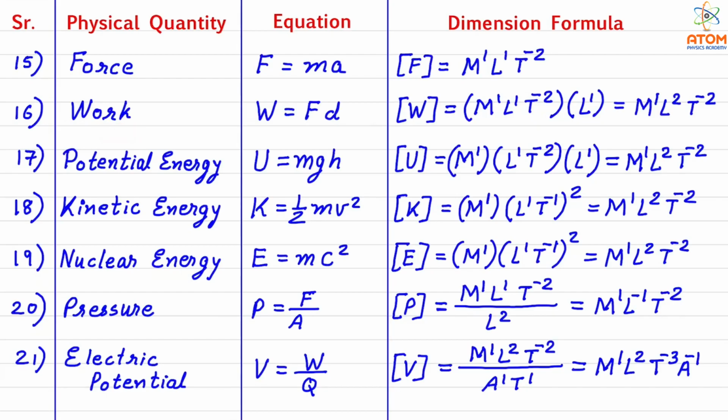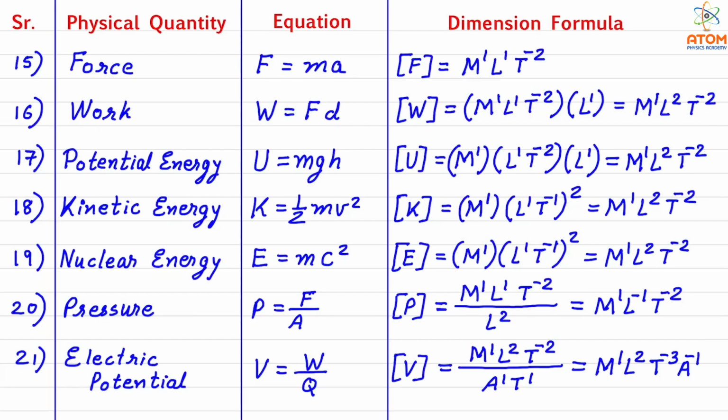Work. You know the equation of work. Work is equal to force into displacement. So again for force, the dimension formula is M1 L1 T^-2, and for displacement it is L1 only, and that's why the dimension formula becomes M1 L2 T^-2. Note this dimension formula, M1 L2 T^-2. This dimension formula is going to be repeated in many other physical quantity as well.